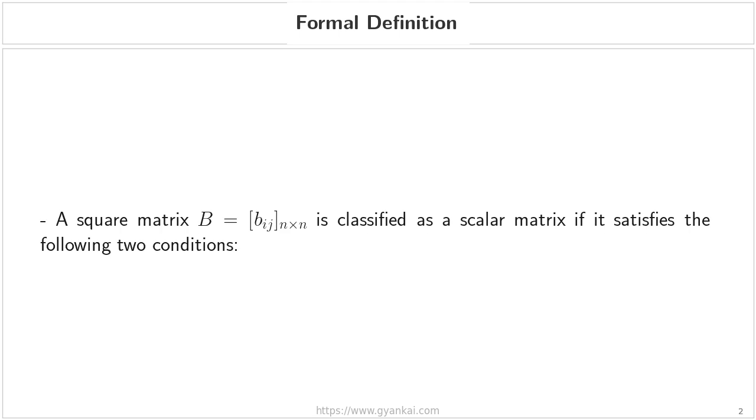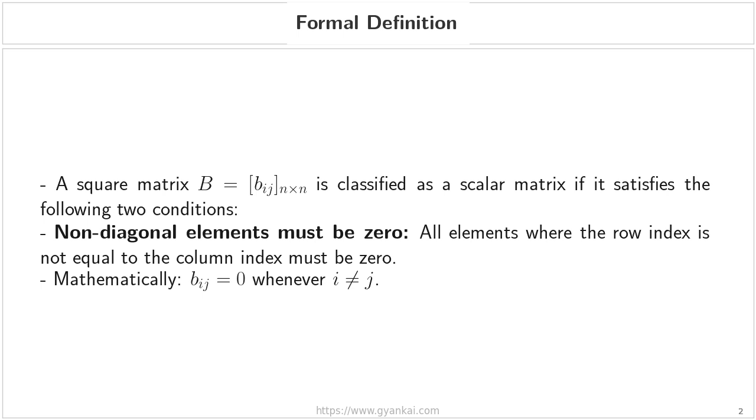Formal definition. Now that we have a general conceptual understanding of scalar matrices, let us move on to the formal definition to ensure we have a precise mathematical basis. A square matrix B, with elements B sub ij of order n by n, is classified as a scalar matrix if it satisfies the following two conditions. First, the non-diagonal elements must be 0. This means that every element where the row index is not equal to the column index must be 0. Mathematically, we state this as B sub ij equals 0 whenever i is not equal to j.